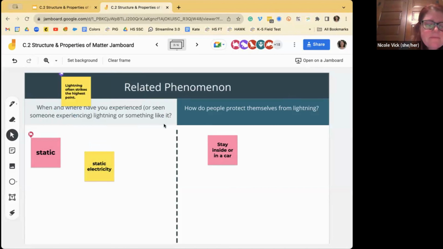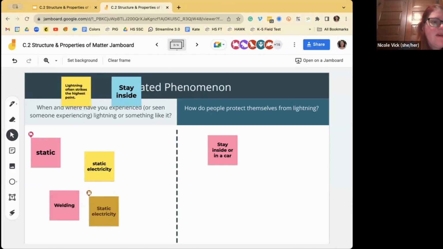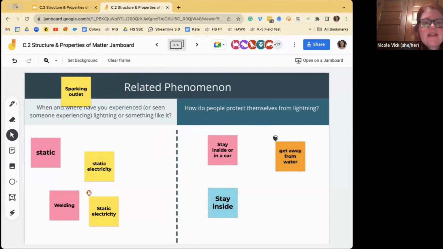So some related phenomena that look like they're coming up here for several people are static electricity, protecting ourselves by staying inside, welding. Lightning strikes at the highest point. Sparking outlets, staying away from water.